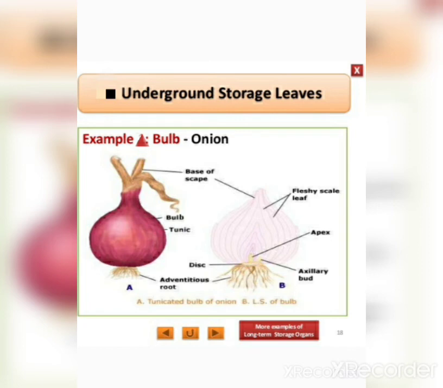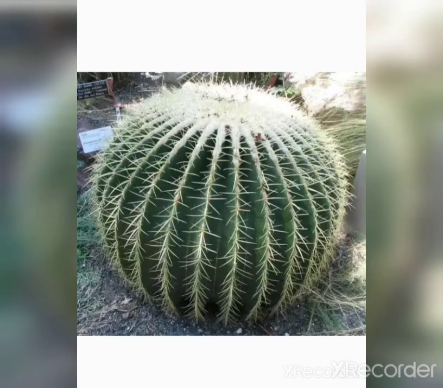Now we will talk about modifications of leaves. Leaves are modified in various ways in various plants to perform different functions, such as food storage, as in the case of onion. When you take a cross section of it, you can find the fleshy scale leaves. Also, to reduce the transpiration rate in desert plants like cactus, and for defense, the leaves are modified into spines.